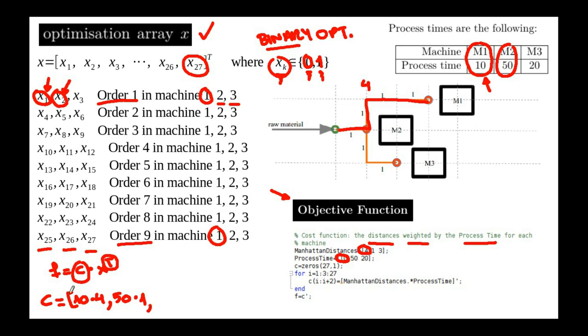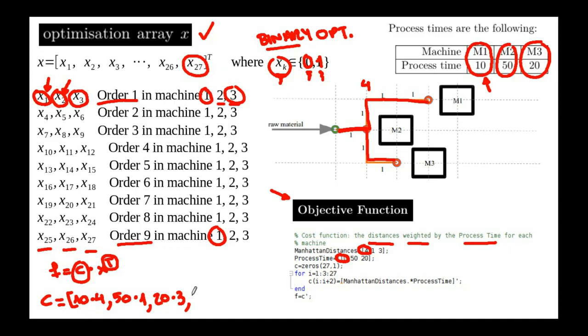And the same goes for C3. C3 deals with x3, as you can see here, and x3 means order 1 being processed in machine number 3. Machine number 3 has a process time of 20, so 20 here, multiplied by what? 1, 2, and 3, because 3 is the Manhattan distance for machine number 3.